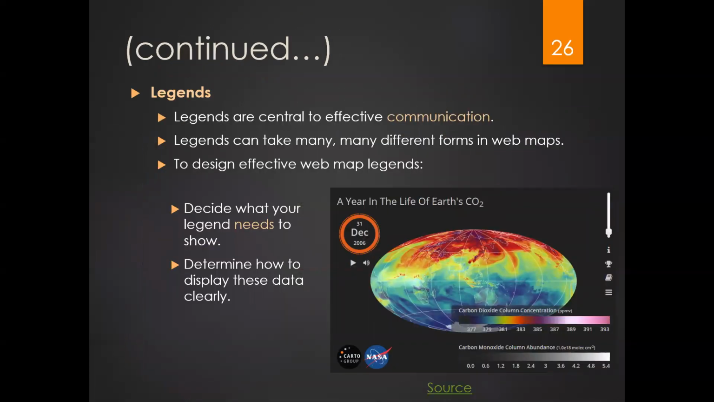And legends. Legends used in web maps could be very similar to those used in traditional maps. For example, here is a map. It's not a map, say it's a visualization for the spatial distribution of CO2 around the Earth. Here is the legend. It's a color ramp. It's just a traditional map legend you use every day in a traditional map, right?